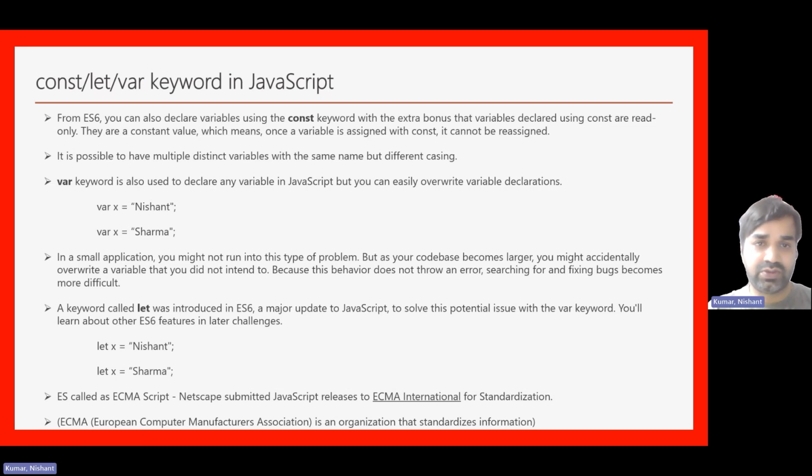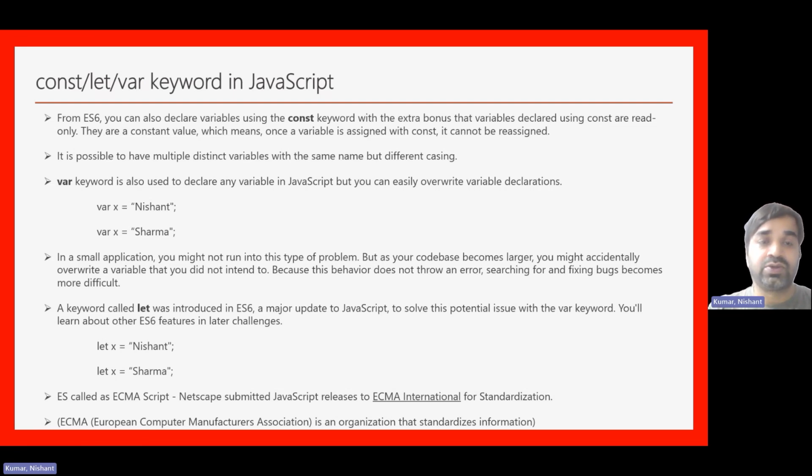Similarly, we have a different keyword used for variables, that is var. From var itself, you can identify that this is something related to variables. And if it comes to var, then you can easily override the variable declaration. So if we use a value in var x, and if we put another value on the same var x in later statements, it will just override the earlier value.